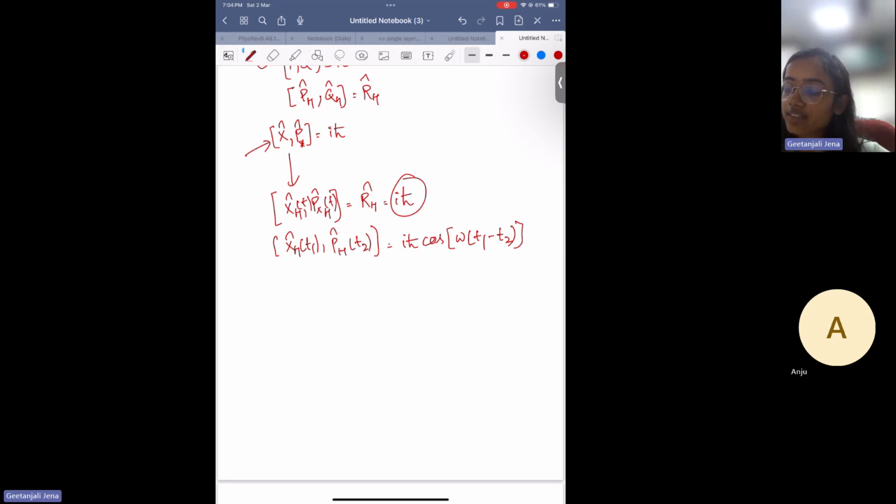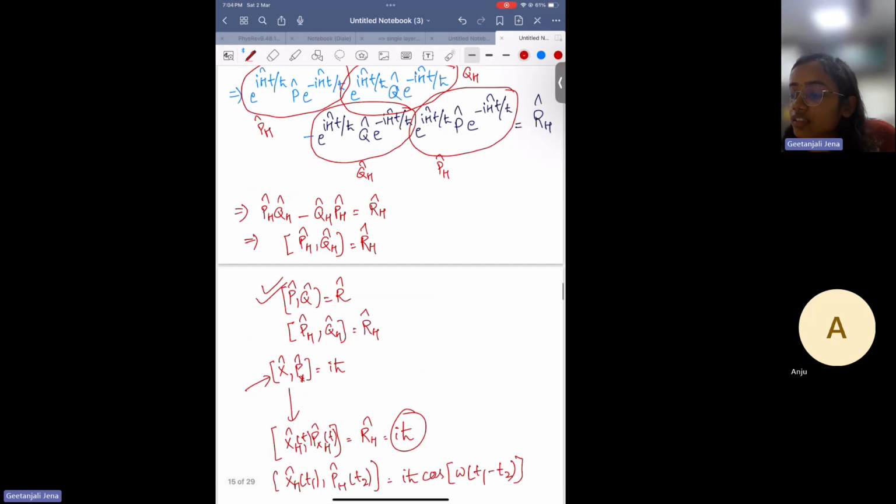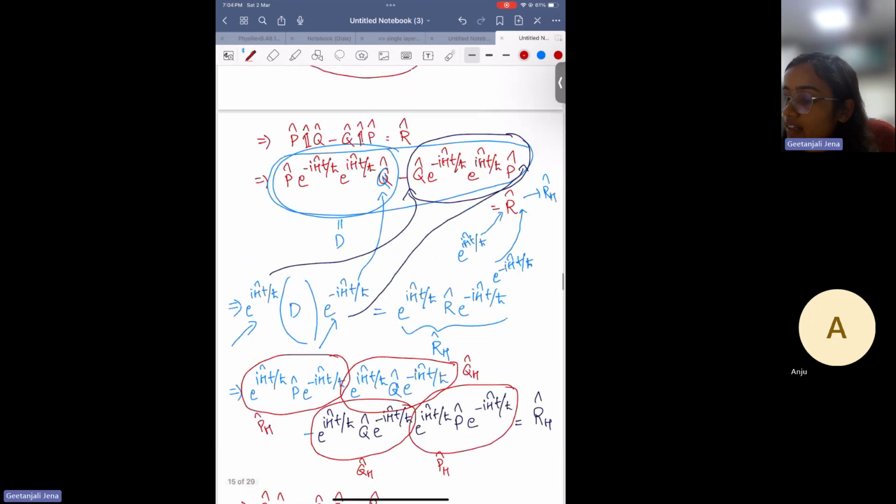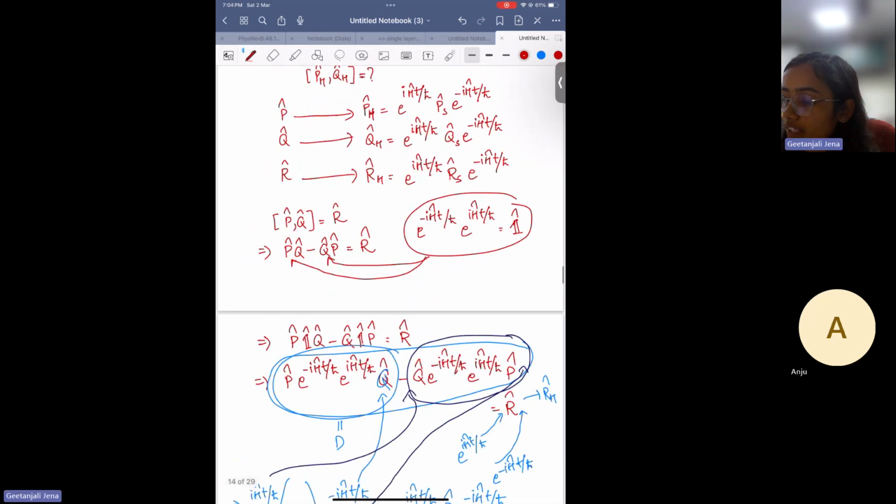So this is how you can solve the commutation relation. If you use this property, like I have incorporated this identity operator here so that you can relate it to the Heisenberg picture, you can use these small tricks to find your answer.